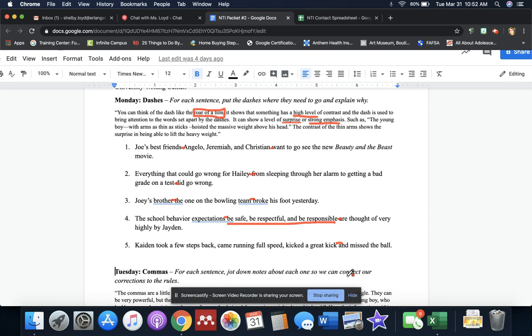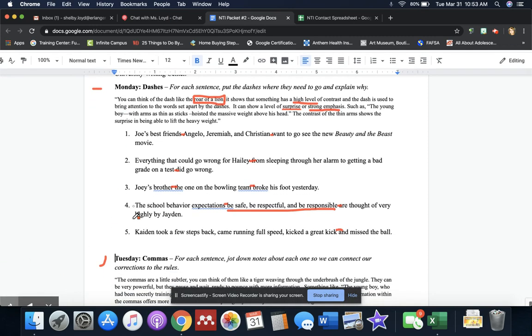Like, oh my God, Caden took a few steps back. He comes running full speed. He looks magnificent. He's just an incredible athlete. And he kicks this great kick, but then he missed the ball. So oopsie daisy, right? Now this dash we only used once. So we didn't have two dashes, and that is okay. Just like a comma, a dash can be used once. Okay? So you can see both of these things just once, and that's totally acceptable.